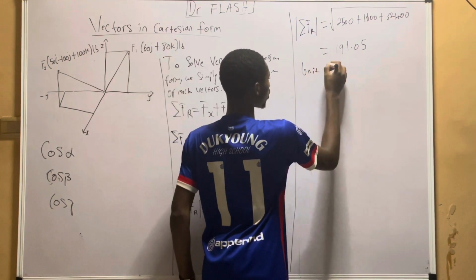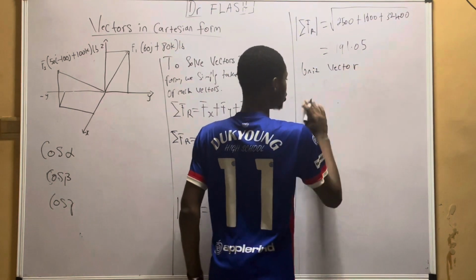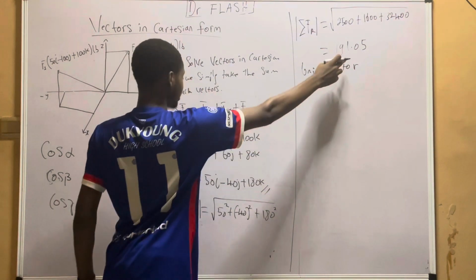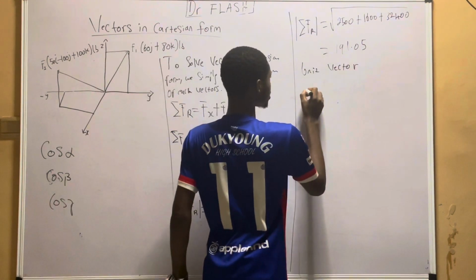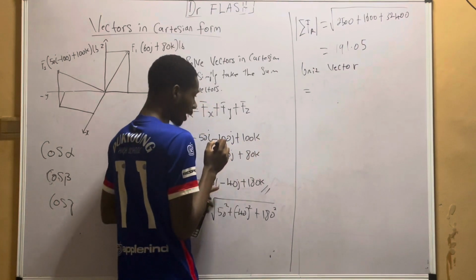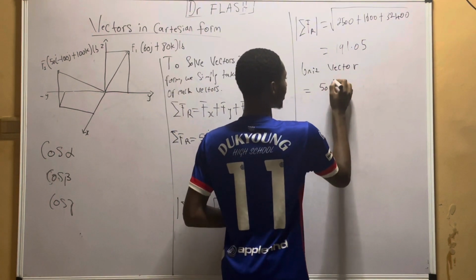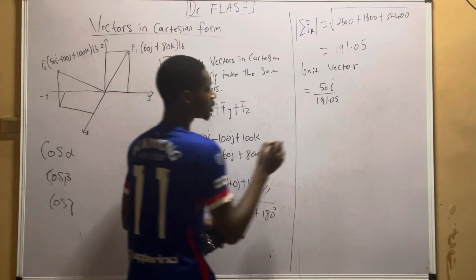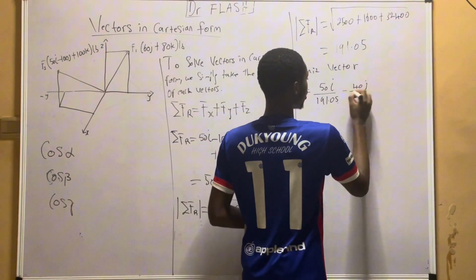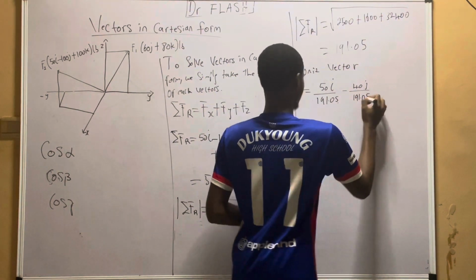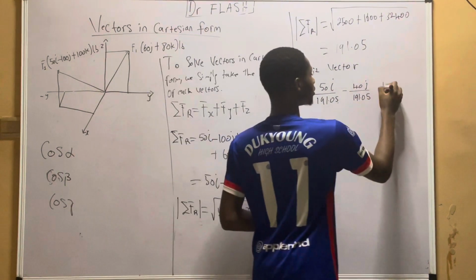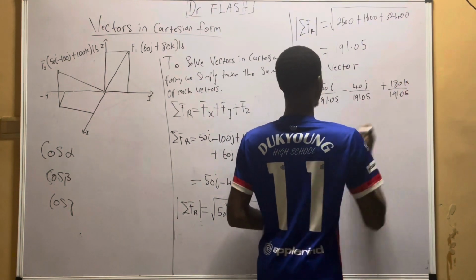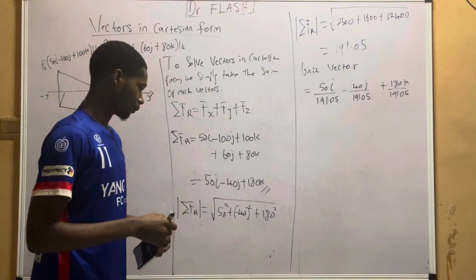Now what will be the unit vector? The unit vector, which will help us find the direction, will be this vector we just obtained divided by the magnitude. So the unit vector is going to be equal to 50i over 191.05, minus 40j over 191.05, plus 180k over 191.05.